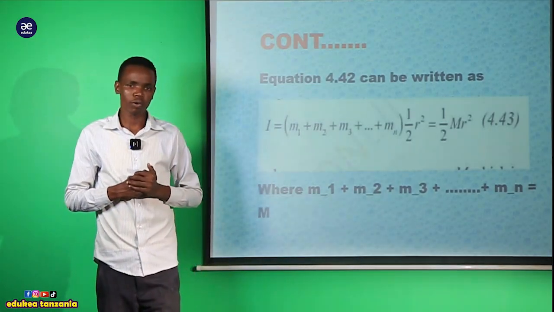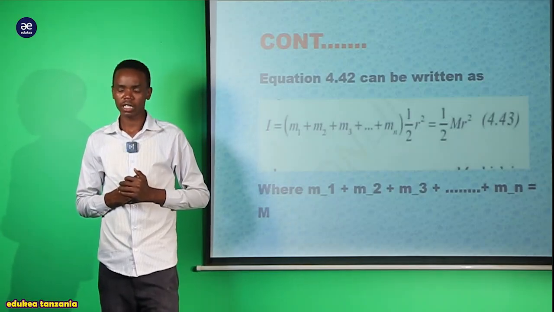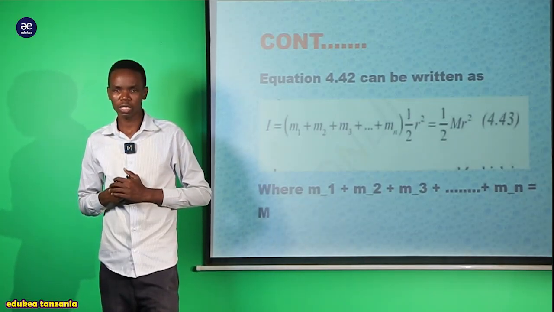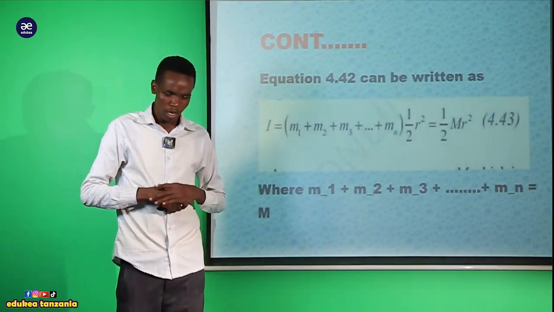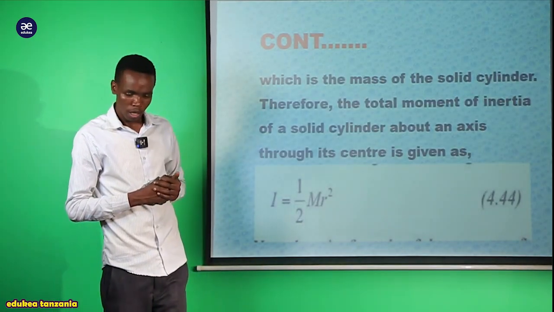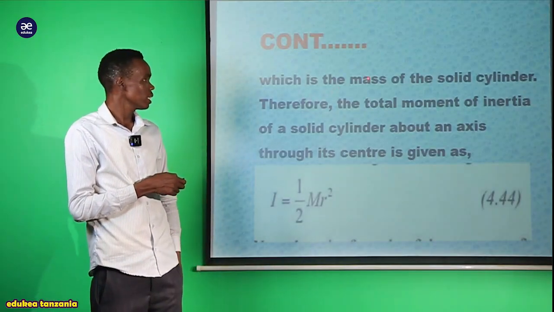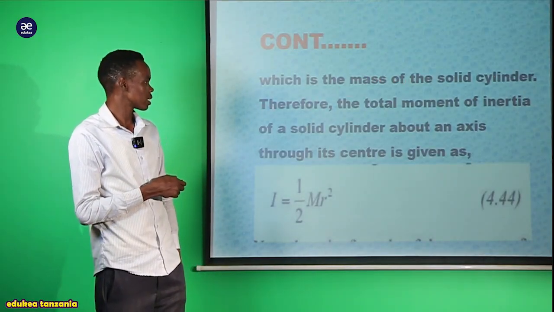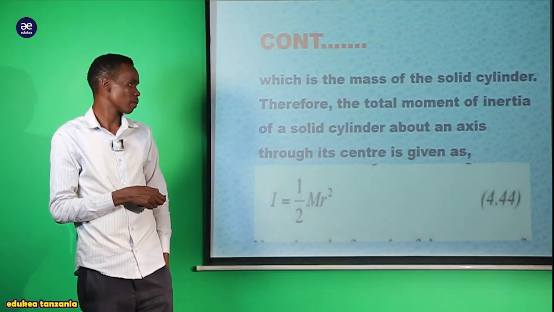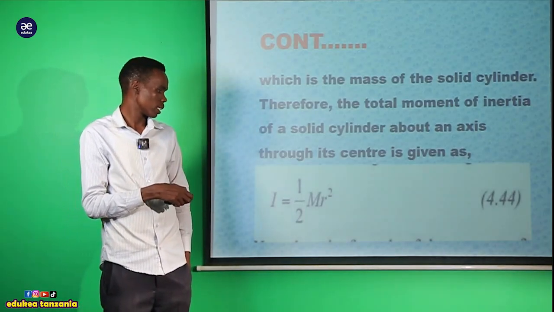Now it should be equal to the larger M. It means it should be equal to M, as we are trying to observe here. So after this one, my dear student, what are we supposed to do? Which is the mass of the solid cylinder? Therefore, the total moment of inertia of the cylinder about an axis through the center is given by this one.